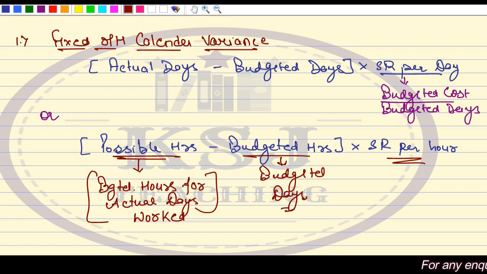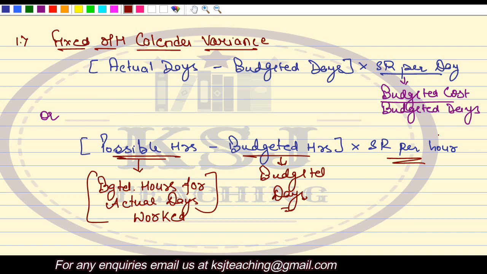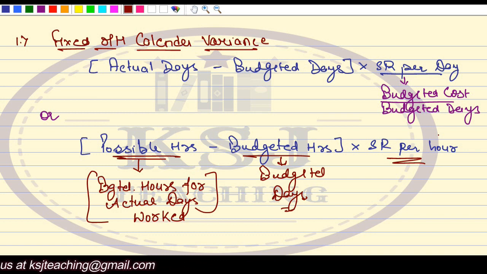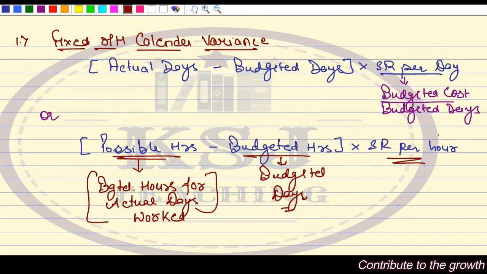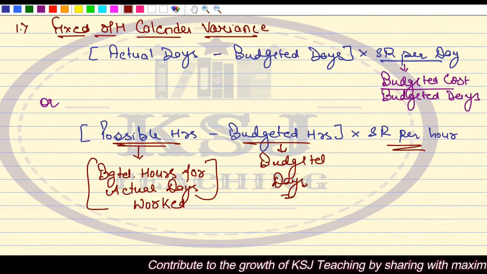Multiplied by standard rate. Clear? So in two ways we can do it. The fixed overhead calendar variance is actual days minus budgeted days multiplied by standard rate per day, or possible hours minus budgeted hours multiplied by standard rate per hour. This is how the calendar variance will be calculated. Finally, we are coming to the last one.